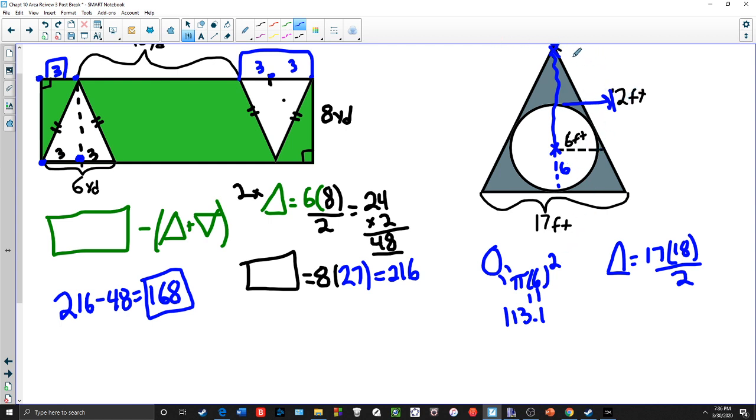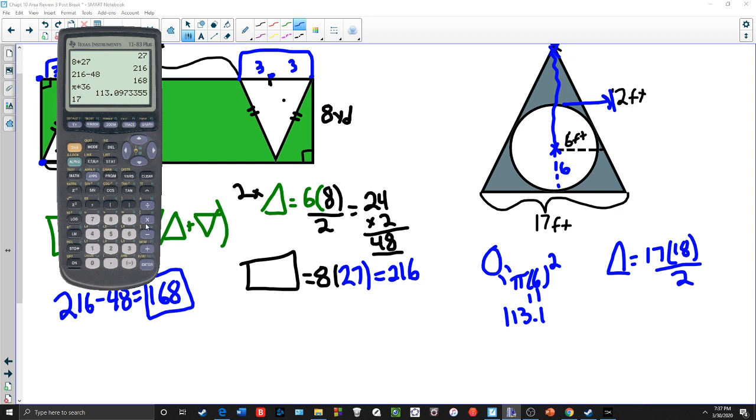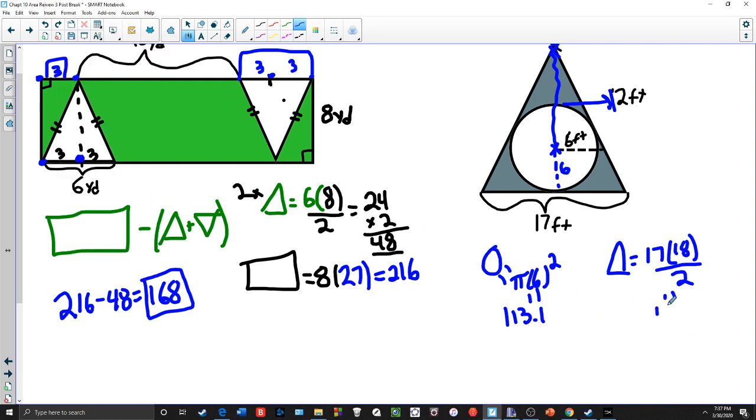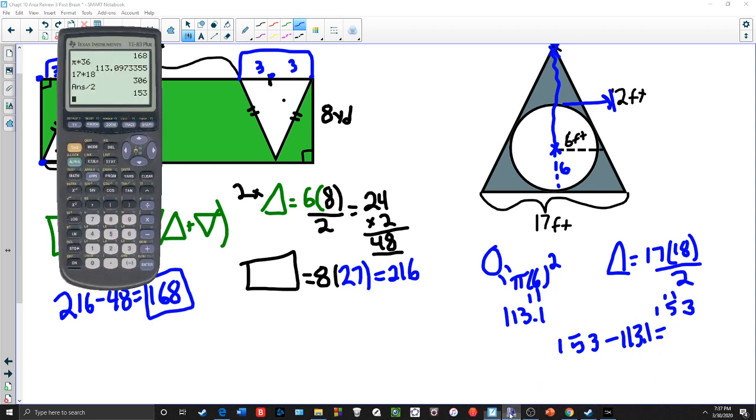But that's what that line there was meant to convey, that the entire length from top to center of the circle is going to be 12. And then you add the 6 extra down here because of the radii, and you get the full length, which is 18. So we do this here, 17 times 18 divided by 2, and we get 153. So 153, and then lastly we go ahead and do my subtraction. So 153 minus 113.1. You should never get a negative area, so that's why you always want to make sure you do the bigger area minus the smaller area, and we get 39.9.